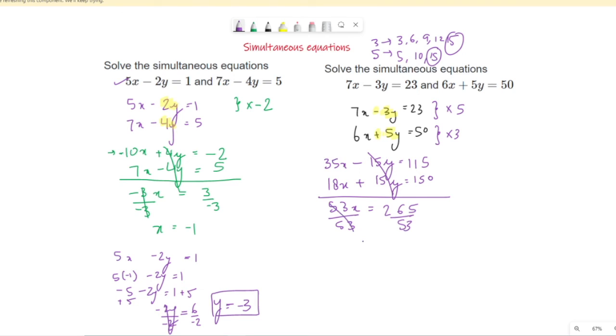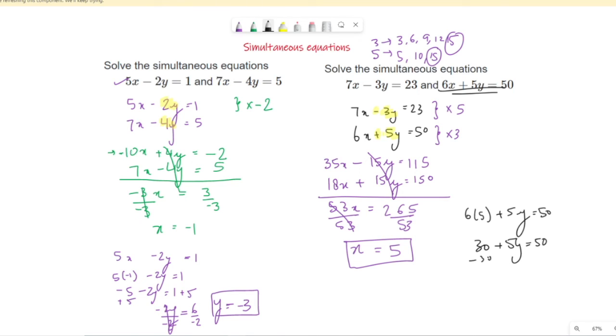So you have to figure out how many times 53 will give you 265. I think it's times 5. So x is 5. Now substitute x in any of the equations. Let's take the second one. So 6 times x, that is 6 times 5, plus 5y equals 50. 6 times 5 is 30, plus 5y is 50, minus 30 on both sides. So 5y is 20, divide by 5, y is 4.